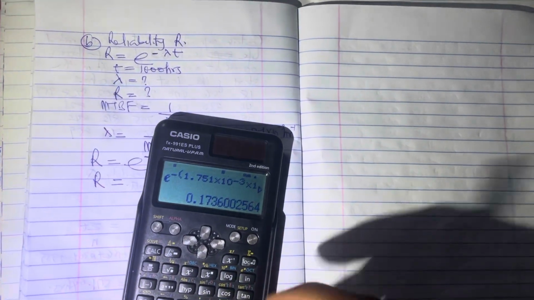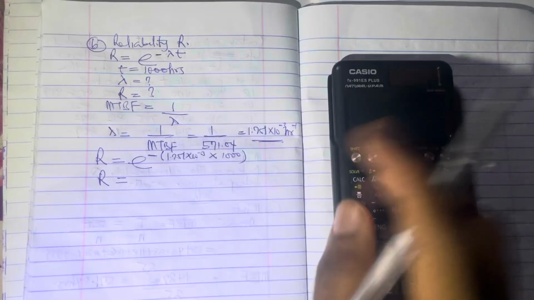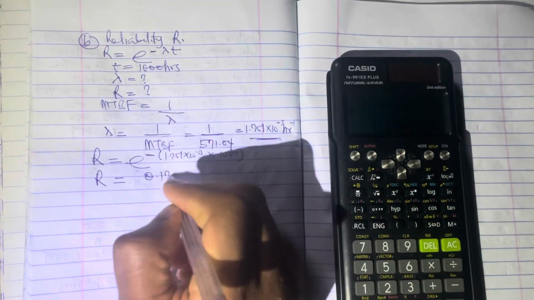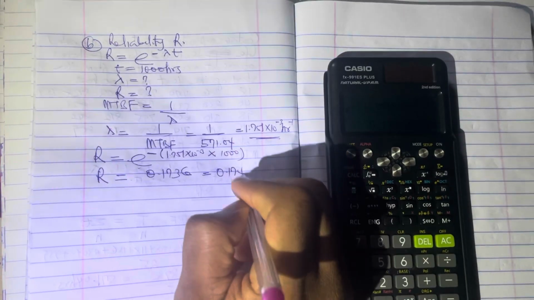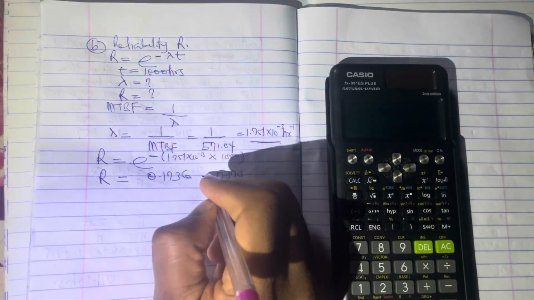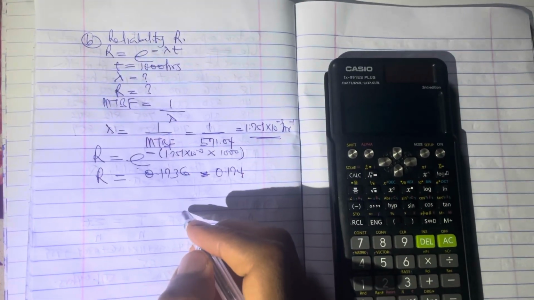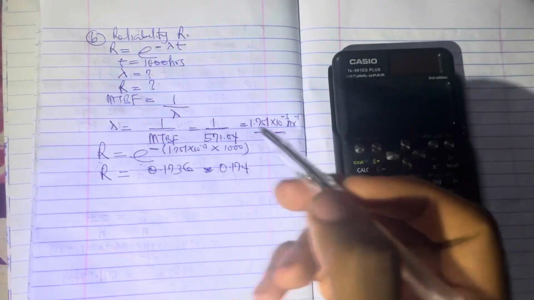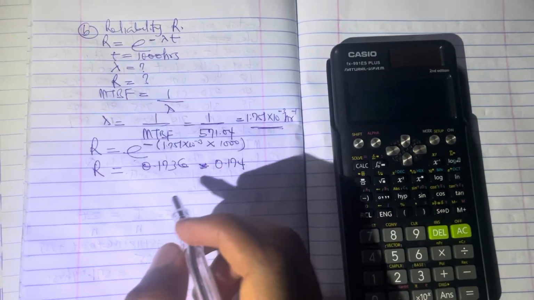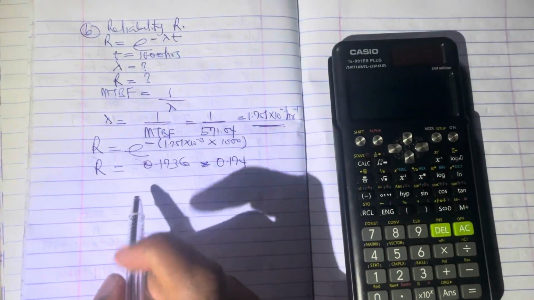All right, so this will give you 0.1736, which is approximately 0.174. So do you know what this means? Let me leave what it means first. We'll interpret that. That is the last question we are going to interpret.